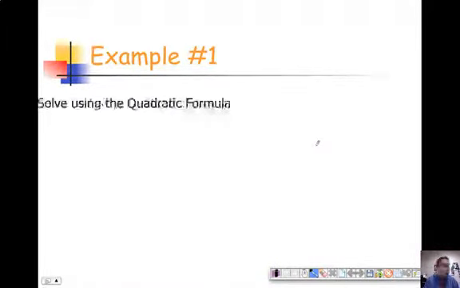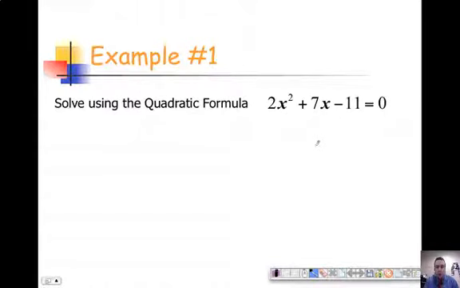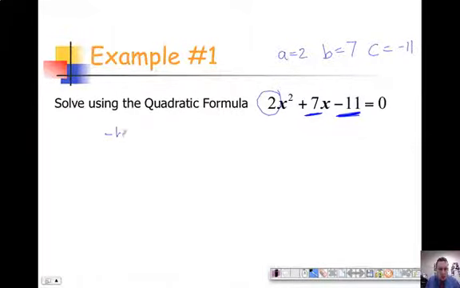Okay, let's start on example 1. Example 1, solve this using the quadratic formula. Well, first step, make it equal to 0, already done. Then we can say, alright, a is equal to, in this case, 2. b is equal to, well, bx, so positive 7. And c is equal to, now this is where people go wrong, it's negative 11, not 11. So negative 11. Let's put that in our formula. Memorize it: negative b plus or minus square root of b squared minus 4ac, all over 2a.